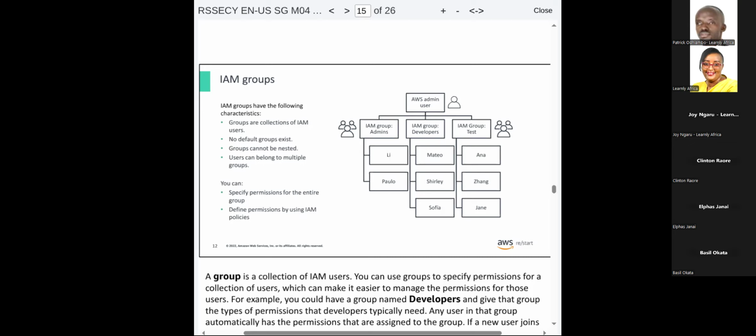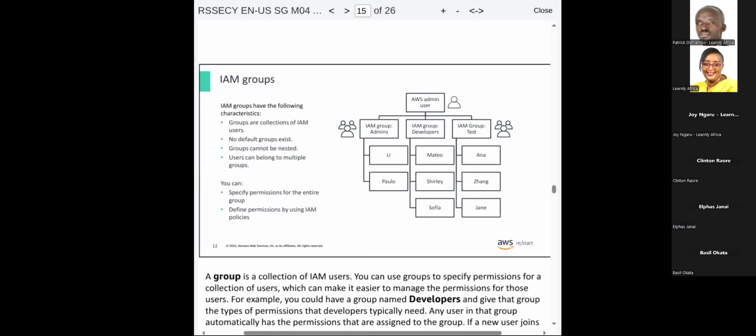All right. But a user can belong to multiple groups. For example, you can have a user in the developers group, and the same person also appears in the DevOps group. A user can appear in multiple groups, but groups cannot appear in other groups.